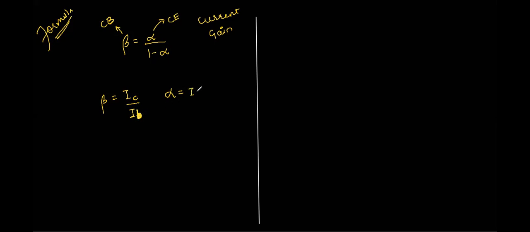Now this can be written as IC by IE, right? Alpha is IC by IE, whereas beta is IC by IB. I hope this is clear to all of you. A very fruitful definition which might turn to help all of you. Please remember that alpha and beta are current gains.